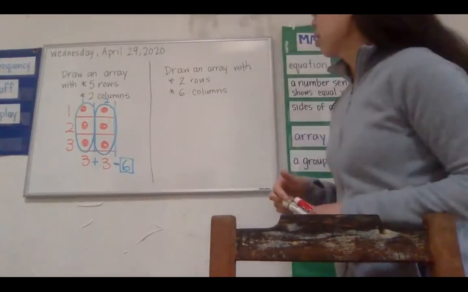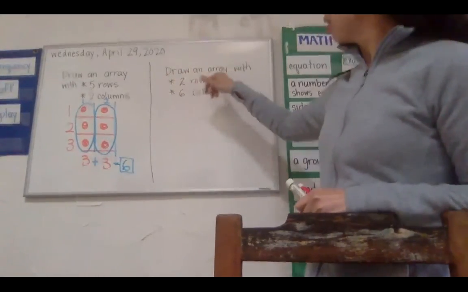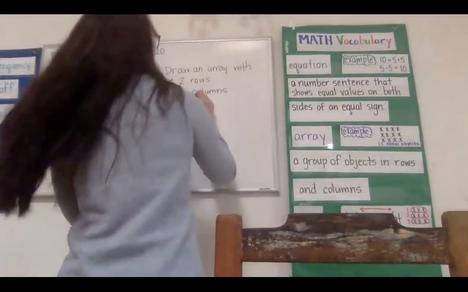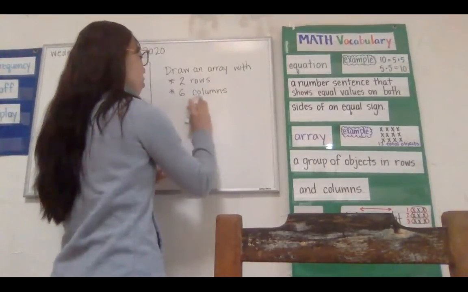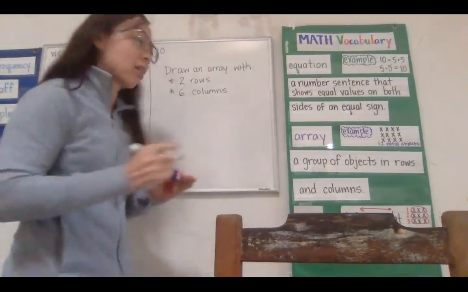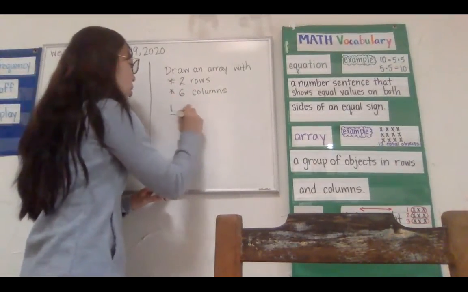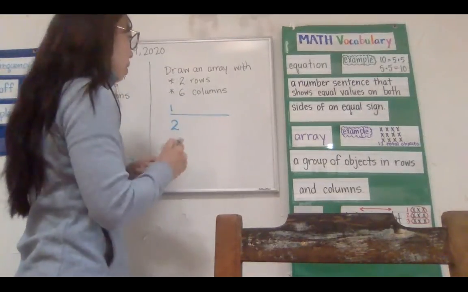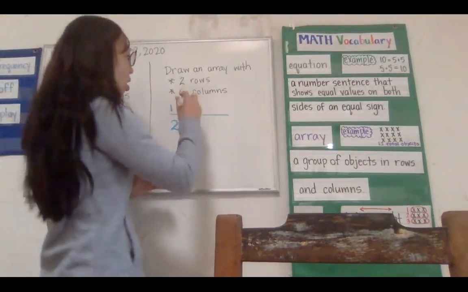Okay, now let's look at our second example. We're going to draw an array with 2 rows. Remember, rows don't go up and down, do they? They go side to side. So I want 2 rows that are going side to side. And I want 6 columns. Columns go up and down.